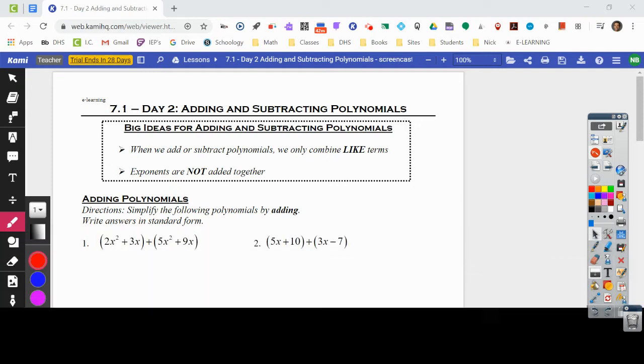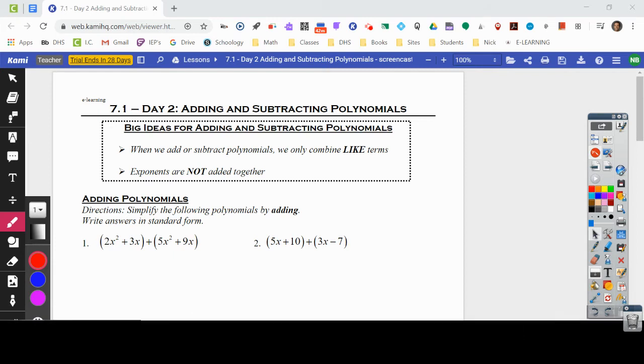Number 1, we have 2x squared plus 3x plus 5x squared plus 9x. When we're doing these problems, we need to scan our problem and find our like terms. As we can see, we have a 2x squared term here, and we're adding a 5x squared term to it.